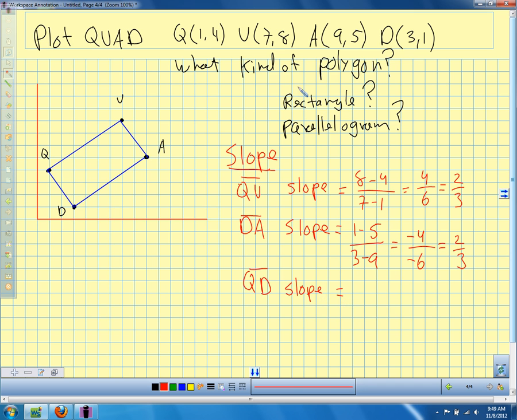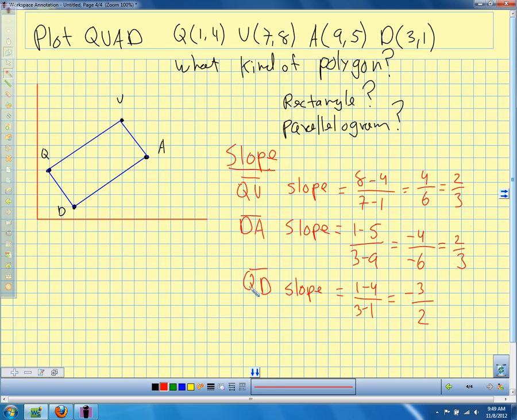The slope of QD. So here's Q and here's D. Y2 minus Y1, 1 minus 4, over X2 minus X1, 3 minus 1. 1 minus 4 is negative 3. 3 minus 1 is 2. They are negative reciprocals of each other. So QD is perpendicular to QA and QU. So these angles are 90 degrees.